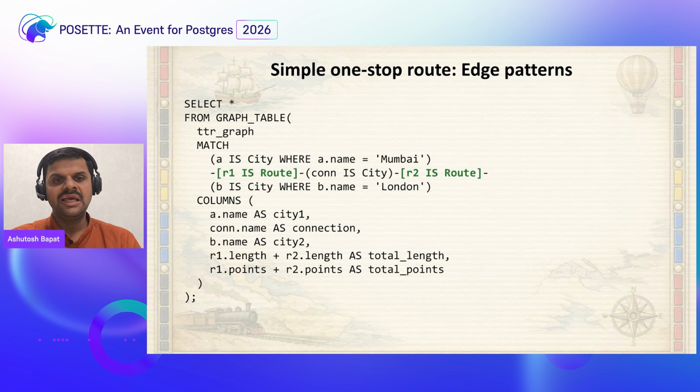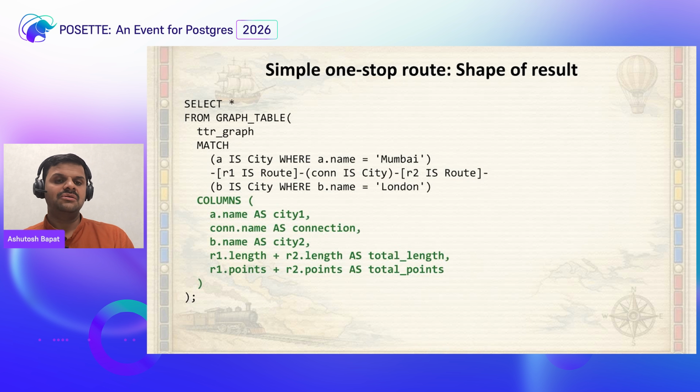Edge pattern is similar, except that the vertex patterns are enclosed in parentheses and edge patterns are enclosed in brackets with dashes around them. These dashes sometimes have arrows indicating the direction, but in this case, they are directionless. So for both the edge patterns named r1 and r2, we are going to be using the same label. So those routes or the edges can come from either table. Given that we are constraining all the vertices as cities, only the routes between the cities will be chosen.